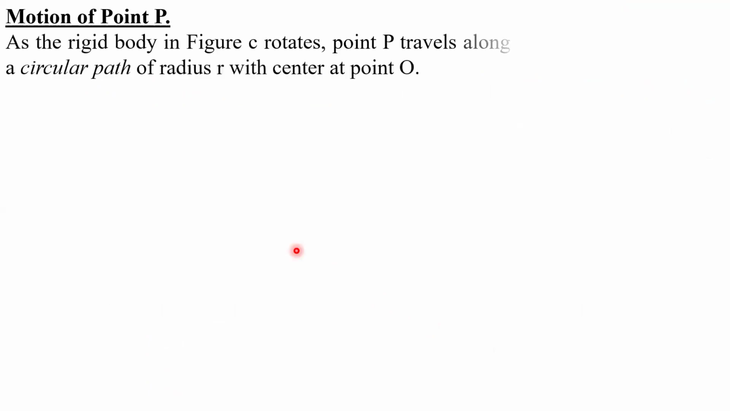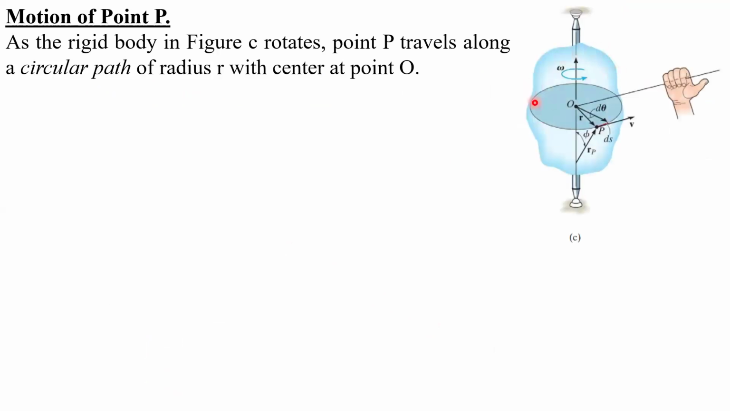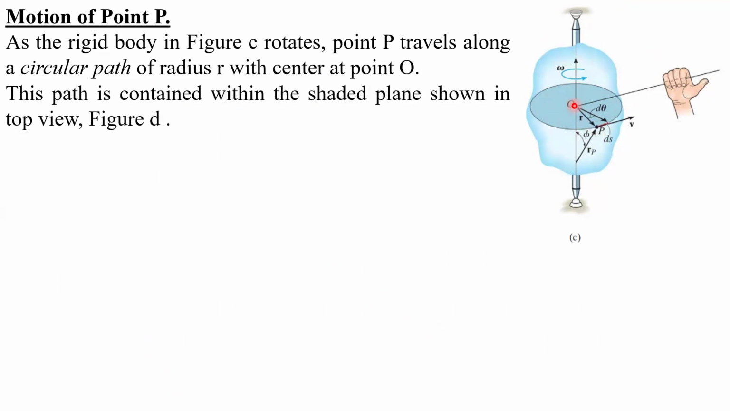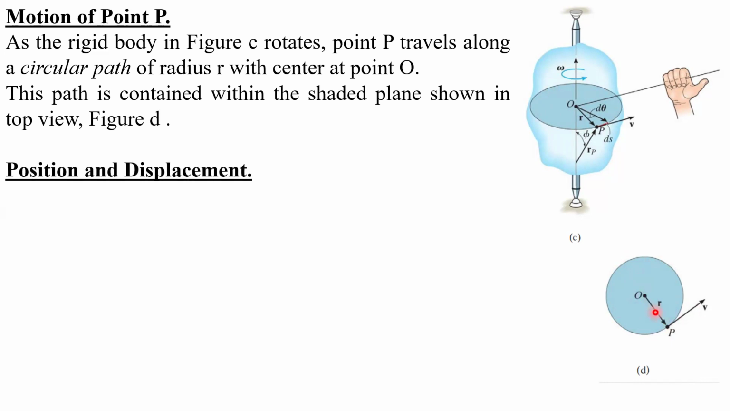So, motion of point P. As the rigid body in figure C rotates, point P travels along a circular path of radius r with center at point O. This path is contained within the shaded plane shown in figure D. This is the top view of this plane. This is the point P, this is the direction of the velocity, and this is r from O to P.